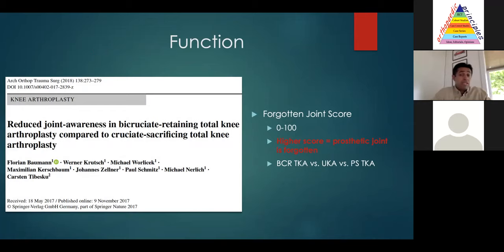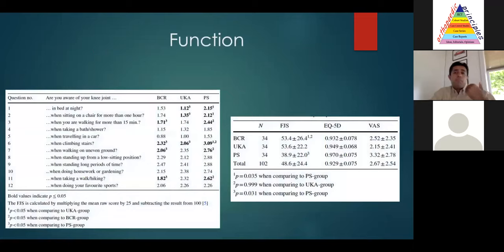So if you were to think about it, the bicruciate retaining design should be closer to a uni, because even in a uni, you're preserving the ACL and the PCL. And that forgotten joint score should be similar compared to a total knee in which you take out the ACL. And that seems to happen. The bicruciate retaining design seems to be closer compared to the uni, but it seems to be worse. The forgotten joint score, the lower score, seems to be worse for a posterior stabilized design. So that seems to be at least consistent.